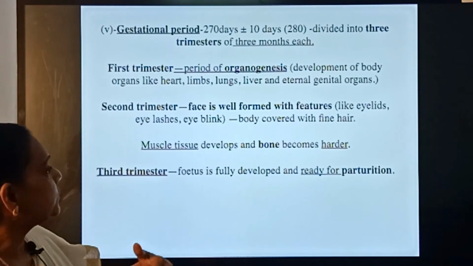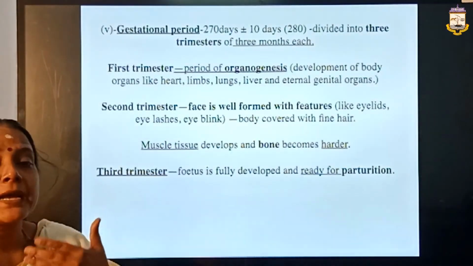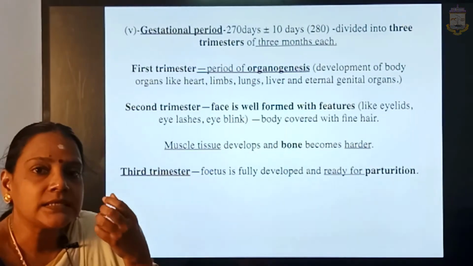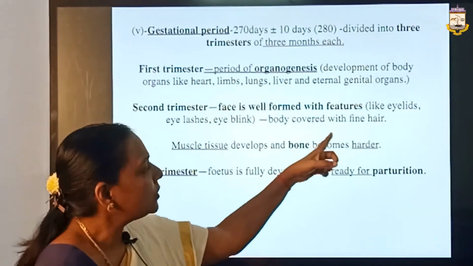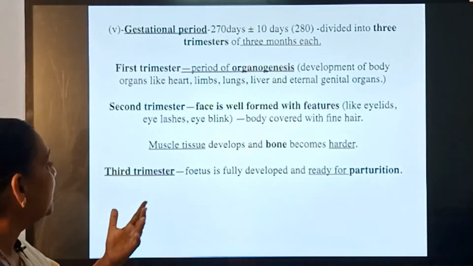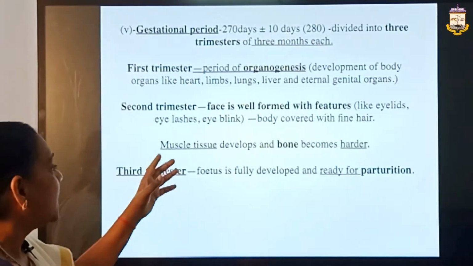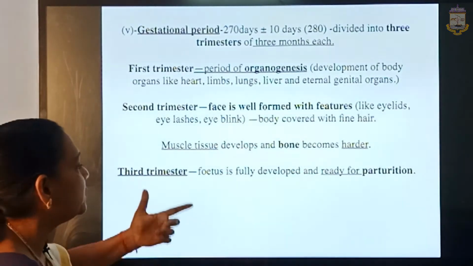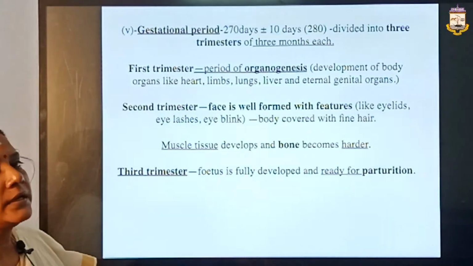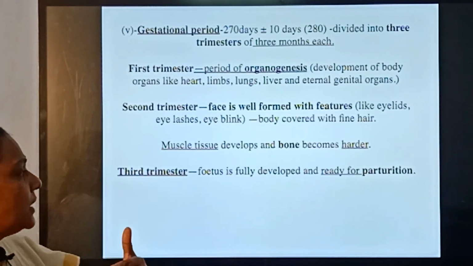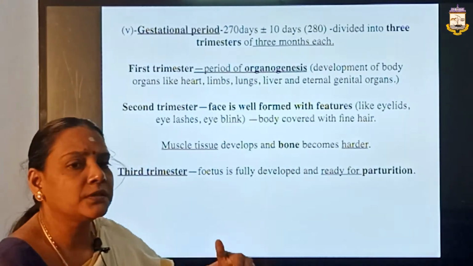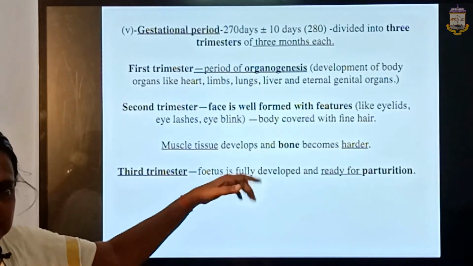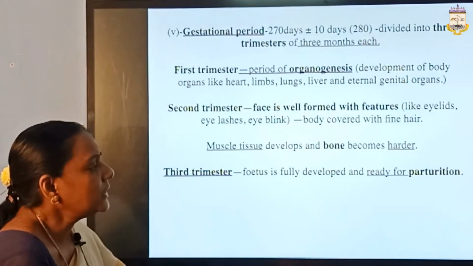Now the second trimester, here the face is well formed. You can identify the baby. It has well formed features like the eyelids, the eye blinks, and the body is covered with fine hairs, which you can see in the scan. The muscle tissue develops and the bone becomes harder. Now the third trimester, the last, from 6 to 9 months. The fetus is fully developed and ready for parturition. What do you call parturition? The childbirth. So it is ready for the childbirth.